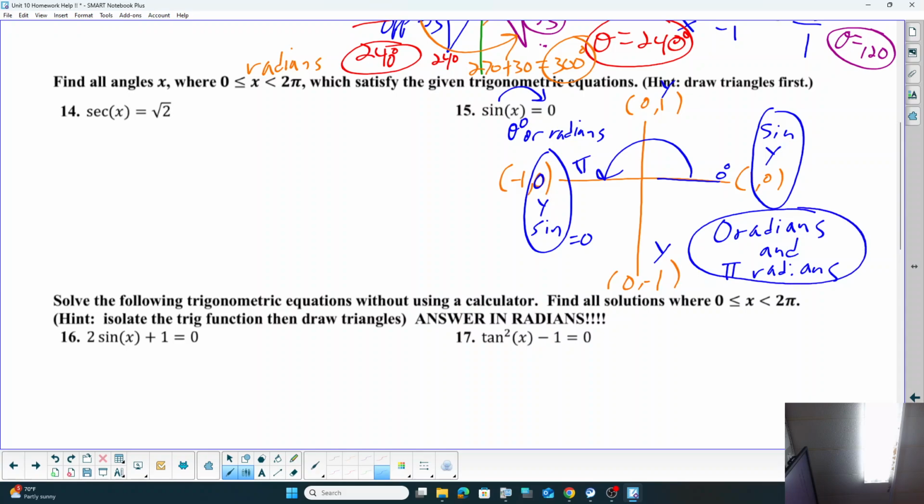So you try number 14 now. And then our new lesson is going to be over here, 16, 17. So that's going to be the next video. Watch my next video on how to do those, because that's what we're teaching next.